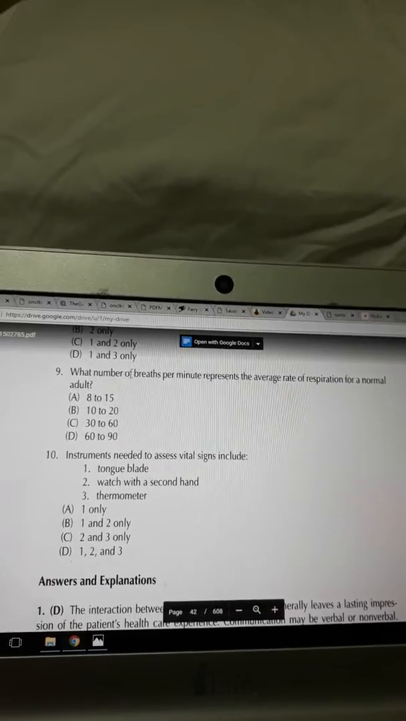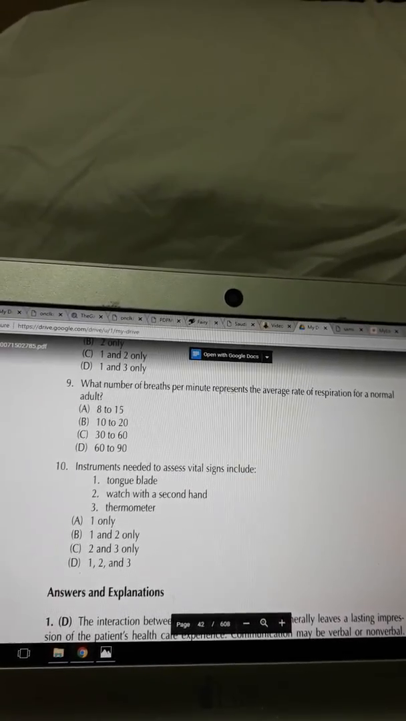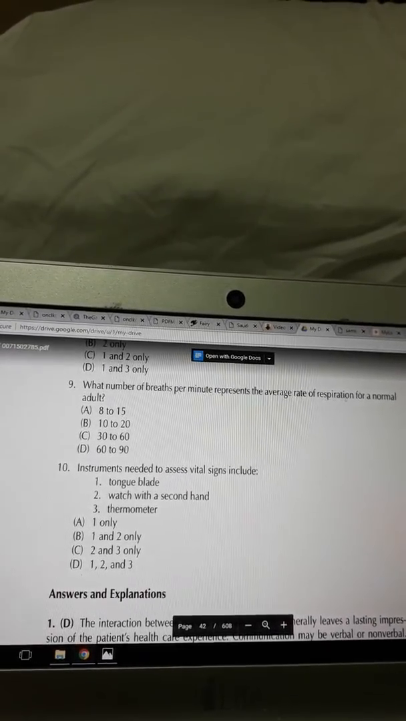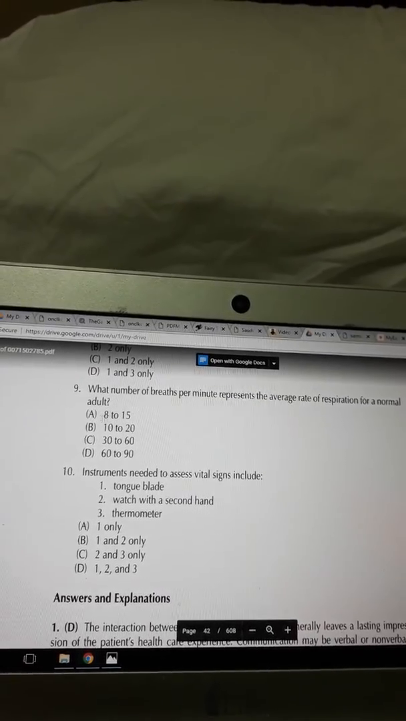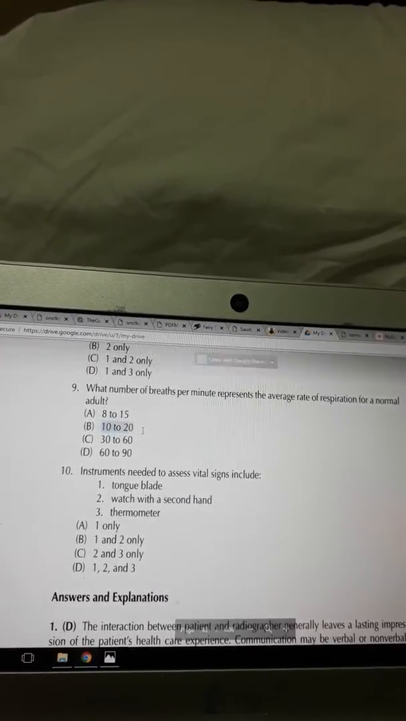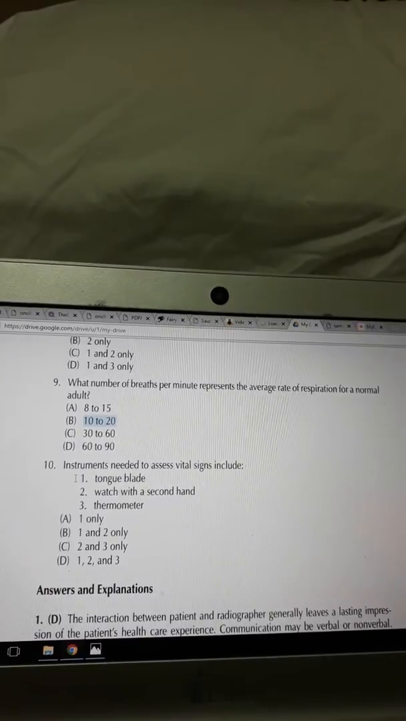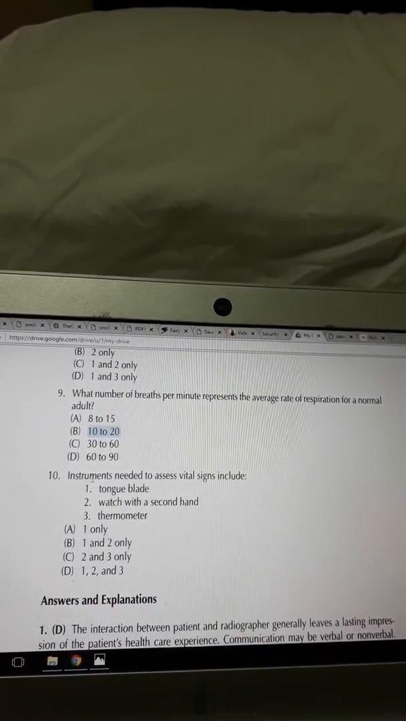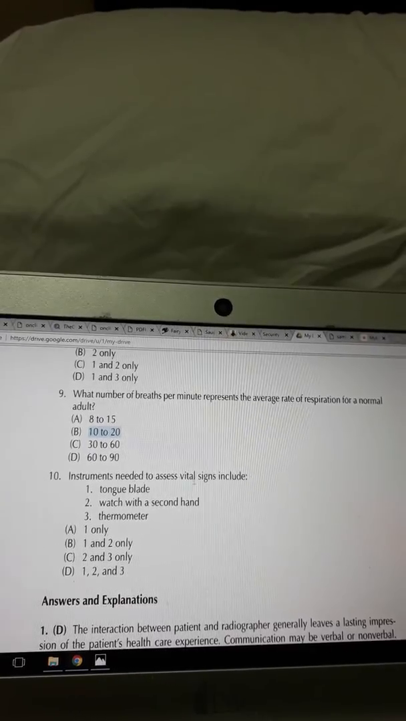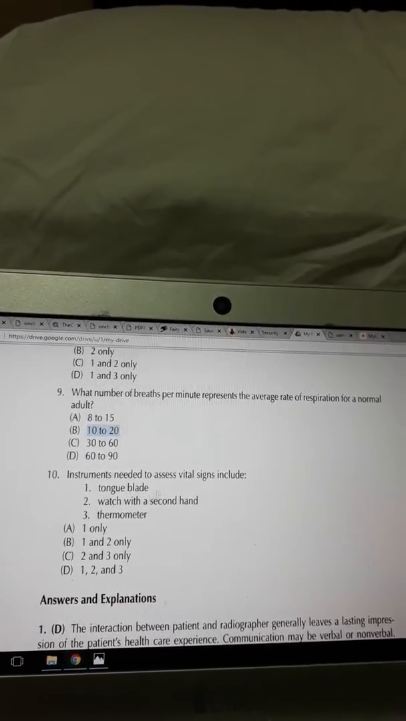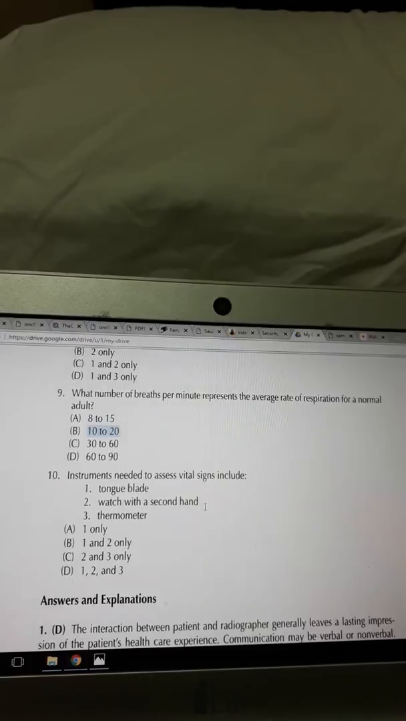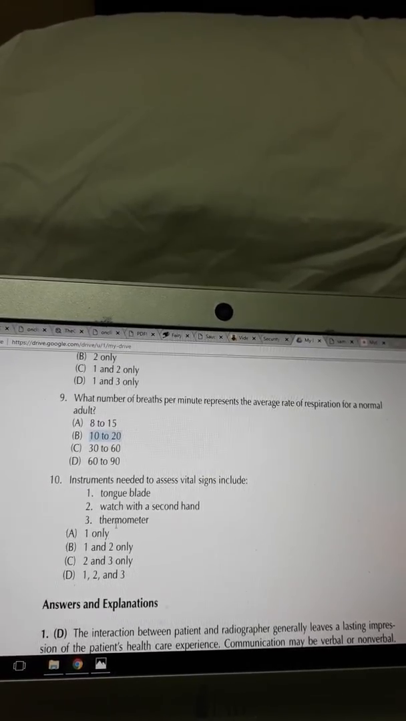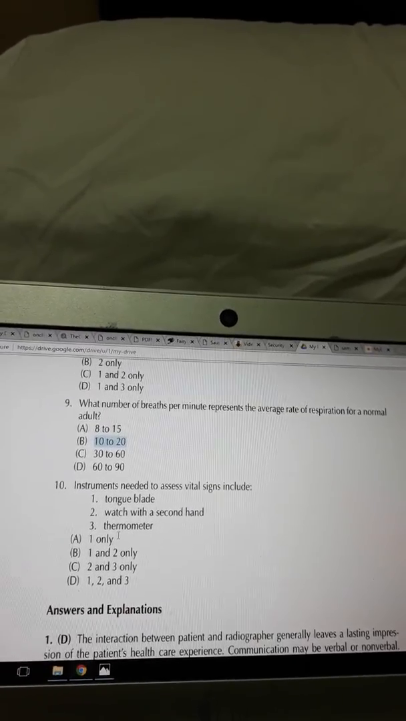So next question. What number of breaths per minute represents the average respiration rate for the normal adult? So 12 to 20 will be the answer. Next question: measuring instruments needed to assess vital signs include a tongue blade, watch with a second hand, and thermometer.